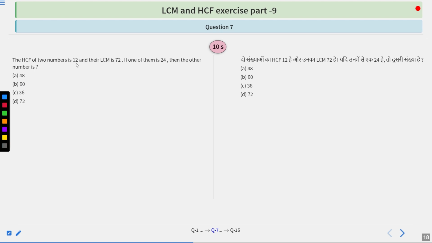The HCF of two numbers is 12 and their LCM is 72. If one of them is 24, then find the other number. Option A 48, option B 60, option C 36, and option D 72. These are the options, and I'm giving you 10 seconds to find out the correct answer. After that, I will do the solution for you.